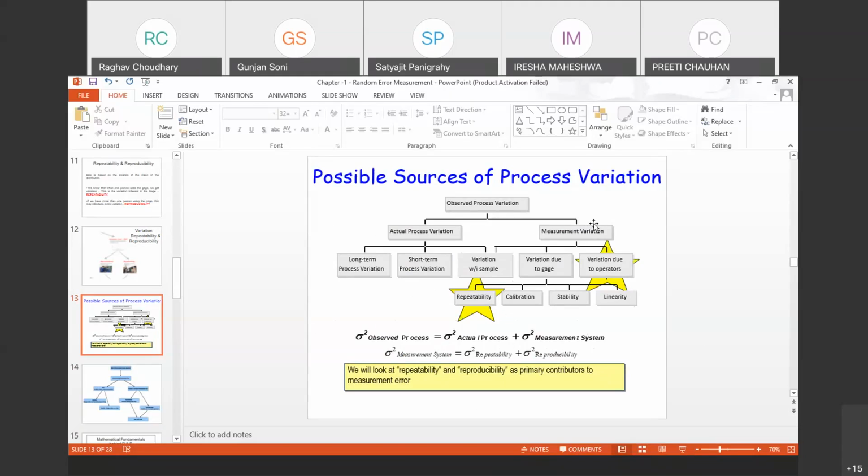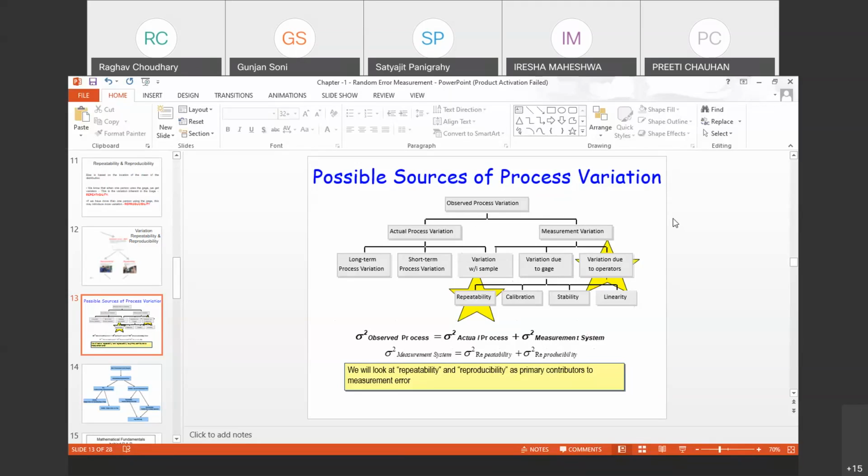Now, in a given process, there could be an observed process variation. Observed process variation is very simple. Let's say I'm producing a cylindrical part, and this cylindrical part is exhibiting some variation. Ideally, I am trying to make a 5 centimeter diameter, but the observations that I'm getting are like 4.9, 4.8, 4.6, 5.1, 5.2. So there is a variation. So we say it is an observed process variation.